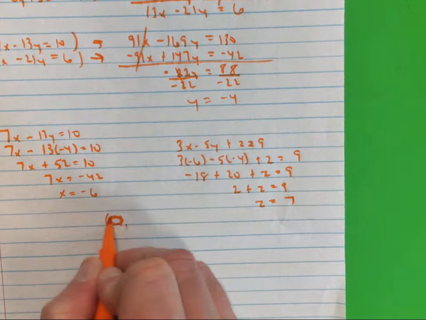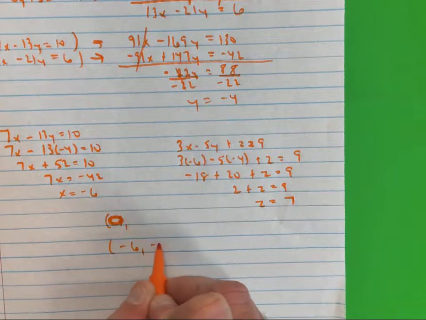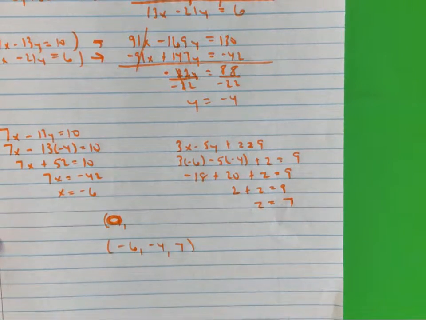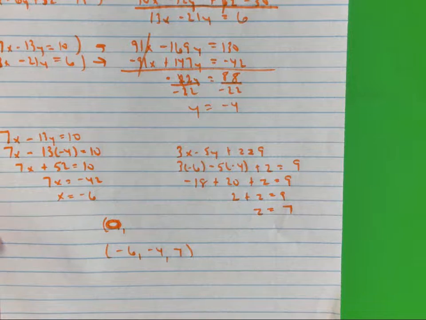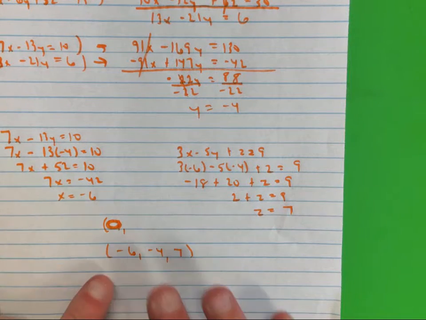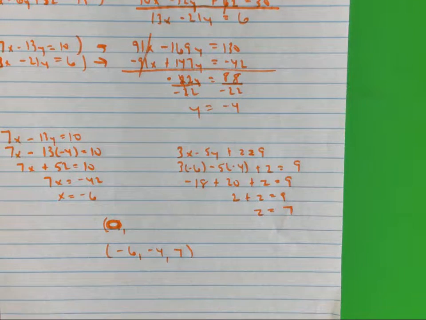My answer is negative 6, negative 4, 7. Put your answers in alphabetical order, X, Y, Z. That is an ordered triple, and the significance of that is that's where those three lines intersect.